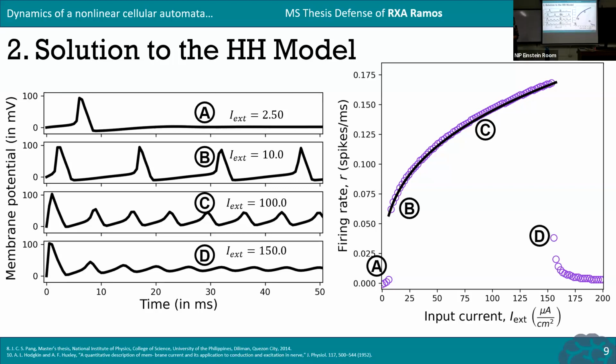We can count the number of spikes in a given period, and that will be our firing rate R. If we plot our firing rate R as a function of input current, we will obtain this profile we call the activation function of the neuron. Again, this is the numerical solution for a single neuron using the Hodgkin-Huxley ODEs.